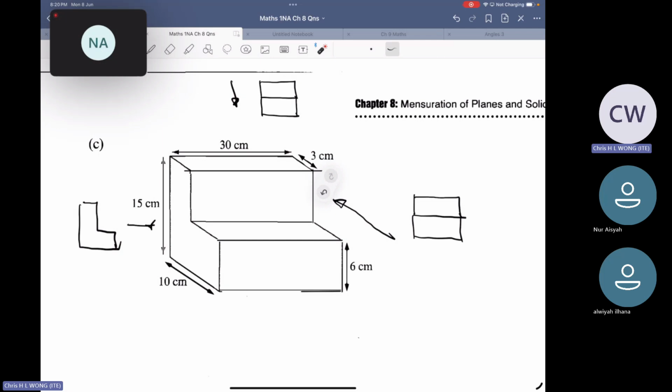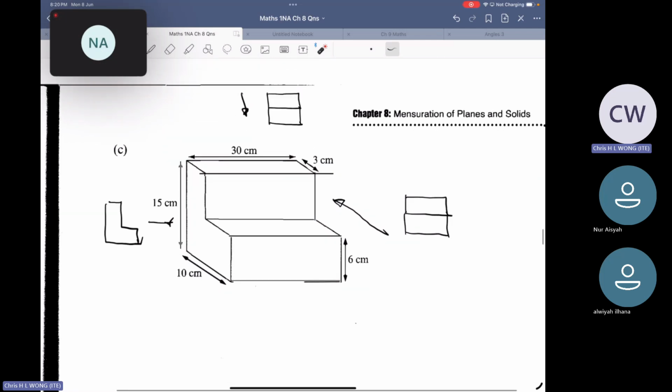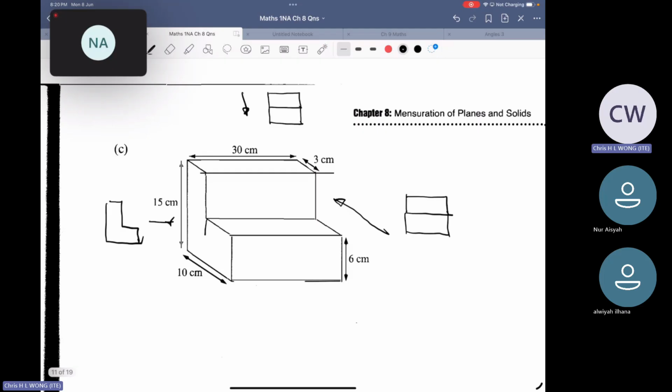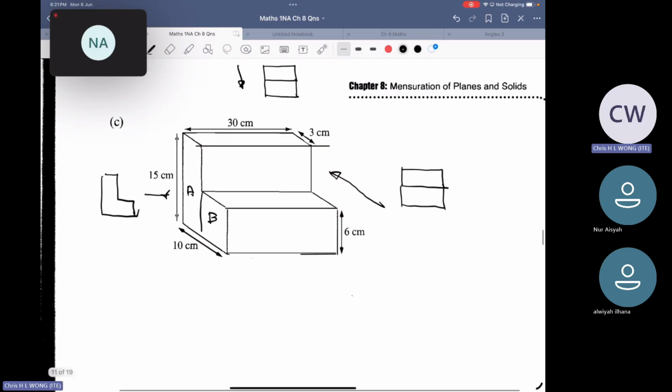Let's start, okay? I shall do the L shape first. Area of AB, area of the L shape. Okay, I'll put AB here. Area of A.